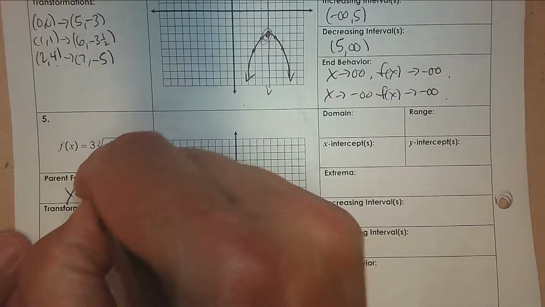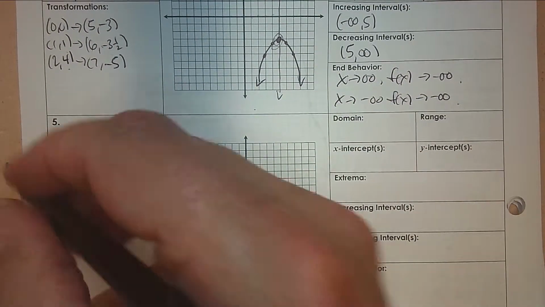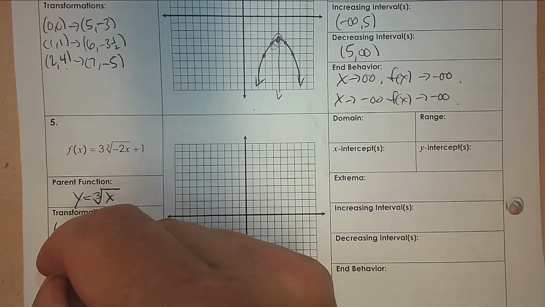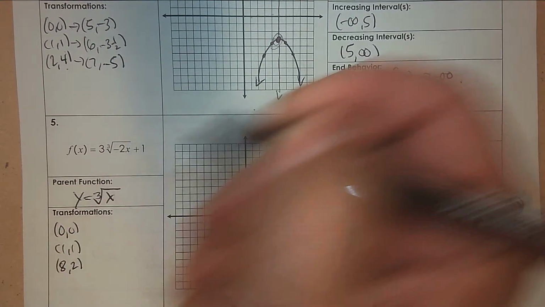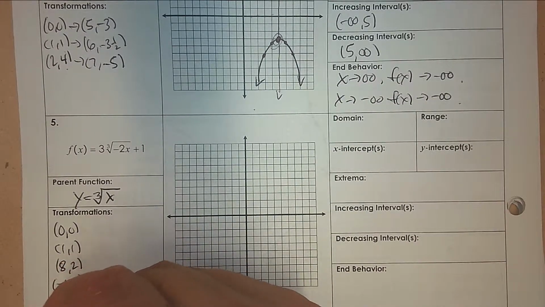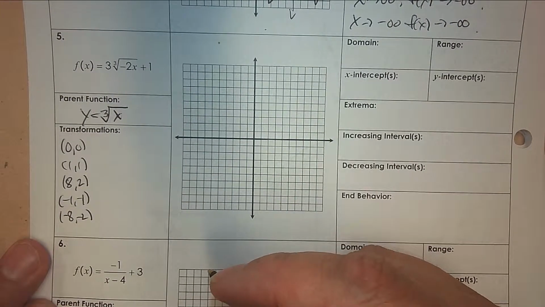Parent function, cube root of x. So transformations, I'm first going to start with some parent points, 0, 0, 1, 1. In this case, when you plug in 8, you get the answer 2. We also have negative 1, and negative 8, negative 2. So those are the numbers you can take cube roots of.